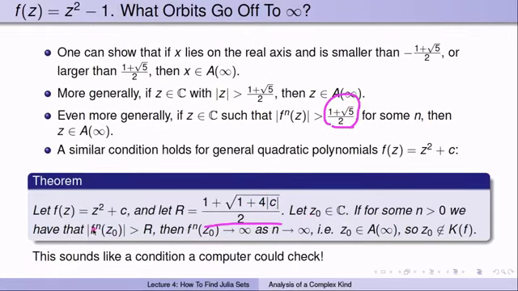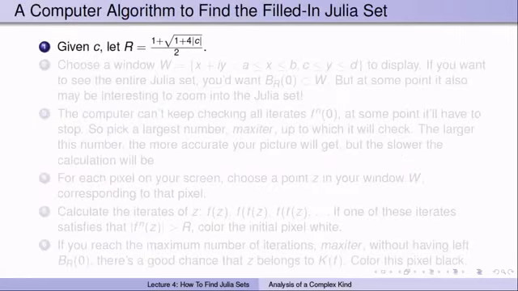If for some n, the nth iterate of c0 has absolute value greater than this r, then the iterates go off to infinity as n goes to infinity. In other words, c0 belongs to A of infinity and not to K of f. Well, that sounds like a condition the computer could check. And indeed it can. So here's an algorithm to find the filled-in Julia set.